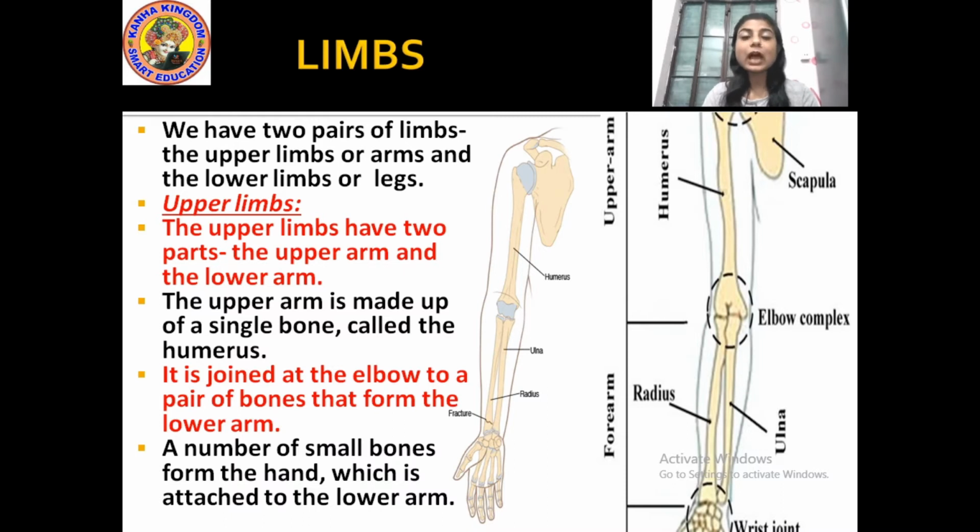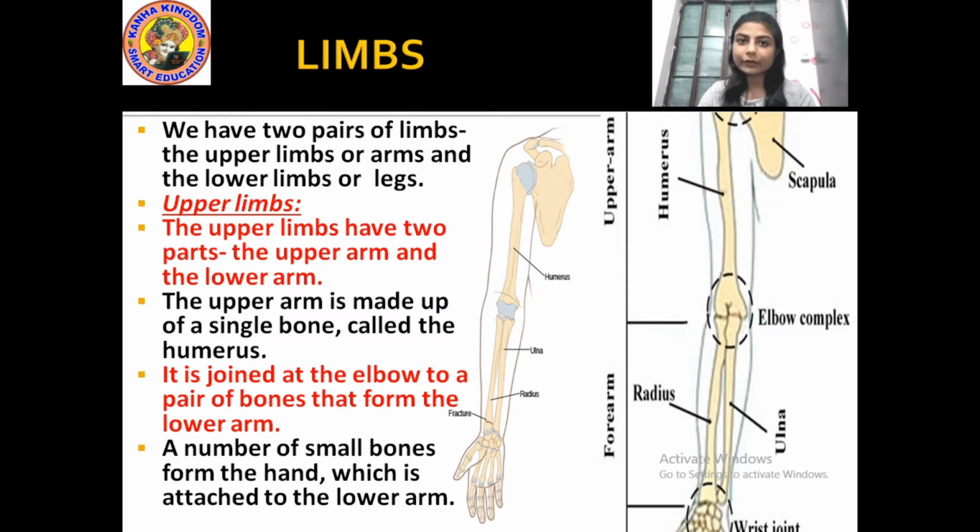Now let us study first about the upper limb. The upper limb has two parts, the upper arm and the lower arm. You can see in the picture. From the shoulder to the elbow, that is the upper arm, and from the elbow to the hand, that is the lower arm. Understood? There are two pairs of limbs in our body. First is the upper limb and then the lower limb. Upper limb means the hand or arm portion of our body, and lower limb means the leg part of our body.